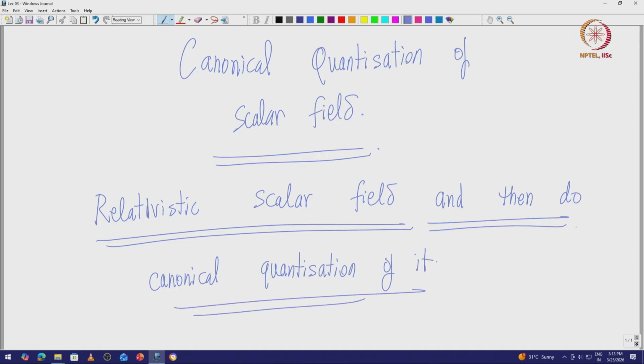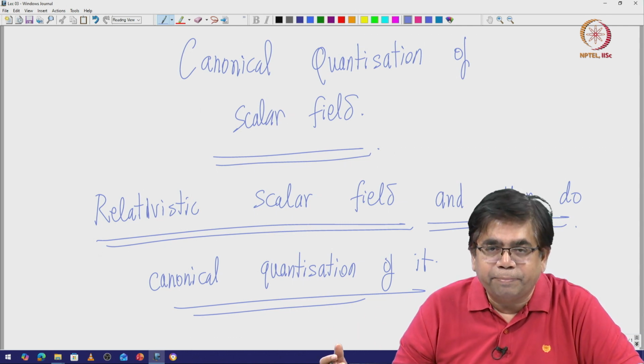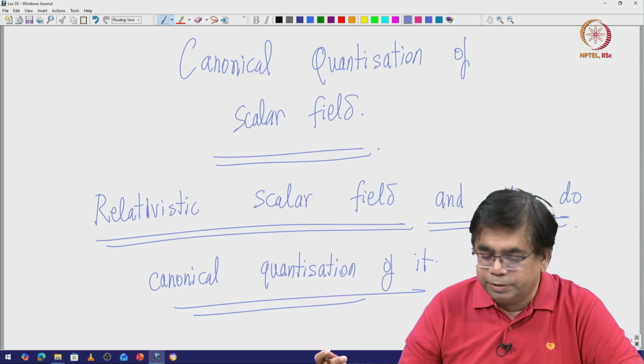So, the procedure is standard. We have to start with a relativistic scalar field in 4 dimensions, write down its Lagrangian and see how it looks, meaning how we want to write down its Lagrangian and so on. And then apply the canonical quantization methodology which we derived just now.